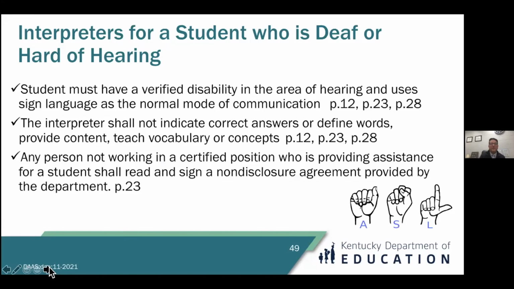Students who have a verified disability in the area of hearing and use sign language as the normal mode of communication is what we're talking about on this next slide. The interpreter shall not indicate correct answers or define words, provide content, or teach vocabulary or concepts. Any person not working in a certified position who's providing assistance for a student shall read and sign a non-disclosure agreement provided by the department.